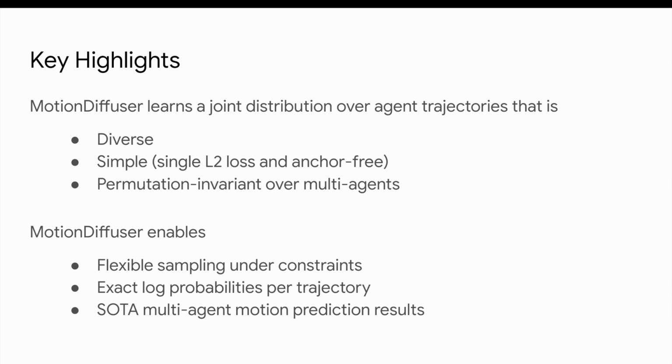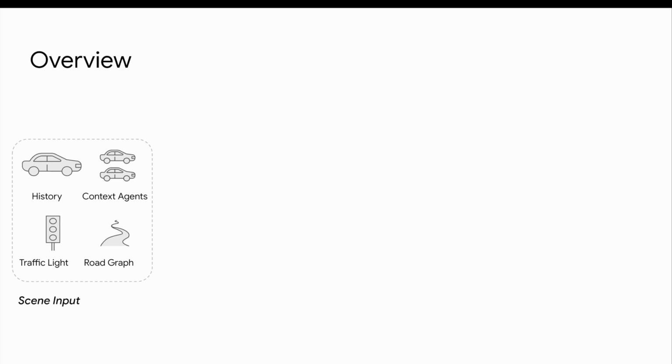MotionDiffuser enables sampling under constraints, such as enforcing rules and physical priors, or creating tailored simulation scenarios. MotionDiffuser also enables computation of the exact log probabilities per trajectory. Finally, we achieve state-of-the-art results for multi-agent motion prediction. We briefly present an overview of the model architecture as follows.